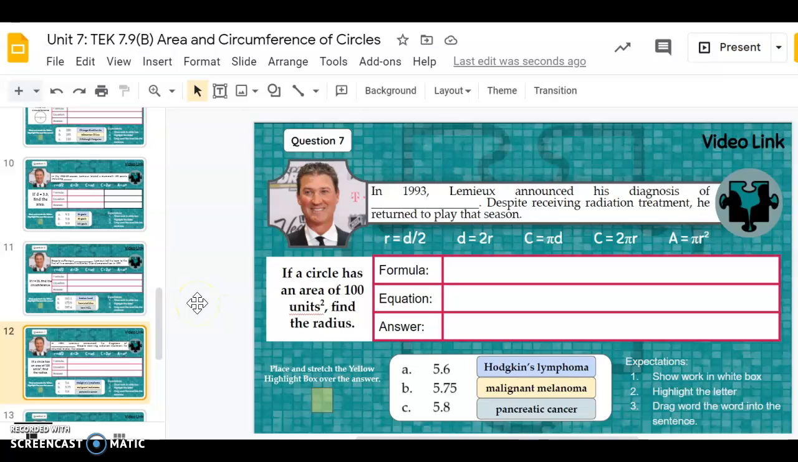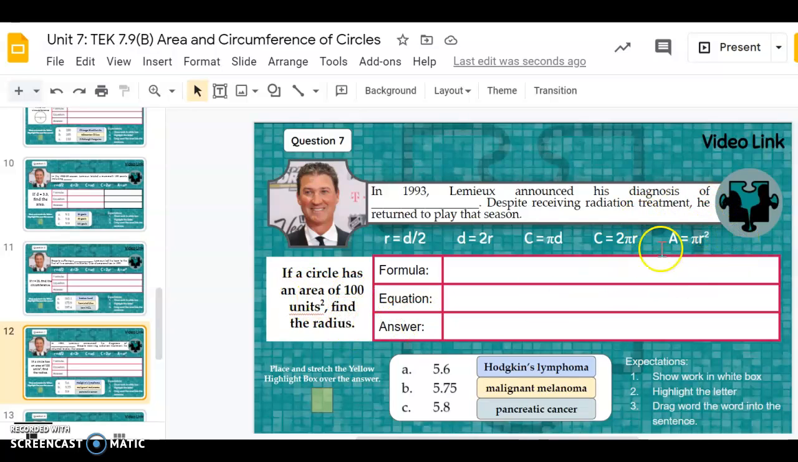Okay, question 7. If a circle has an area of 100 units squared, find the radius. You're probably thinking, I don't know how to do that. I don't understand. I get that. What we need to do is just start with what we know. We know we have an area of a circle. We're looking for the radius.